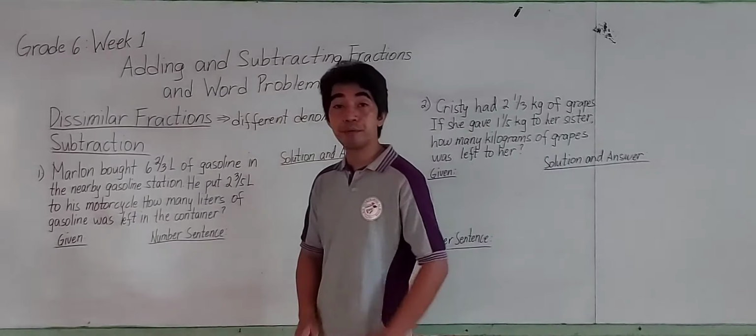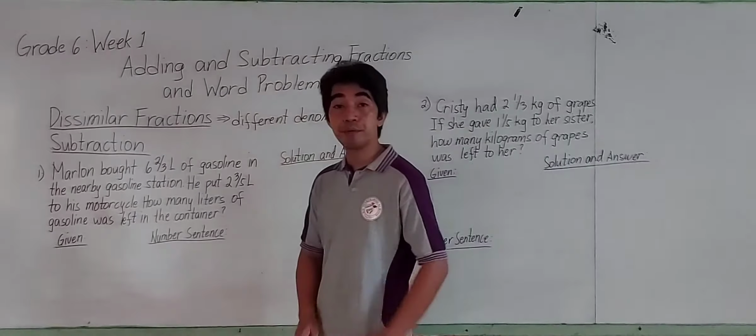Marlon bought 6 2/3 liters of gasoline in the nearby gasoline station. He put 2 3/5 liters to his motorcycle. How many liters of gasoline was left in the container? Okay, so that is our problem.